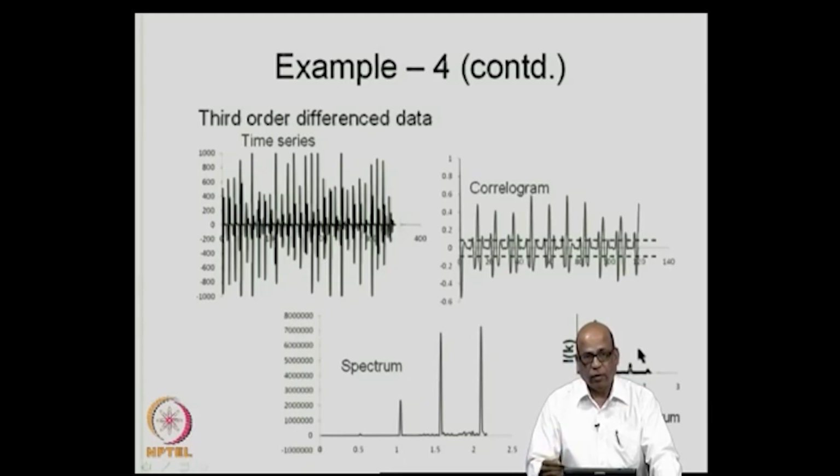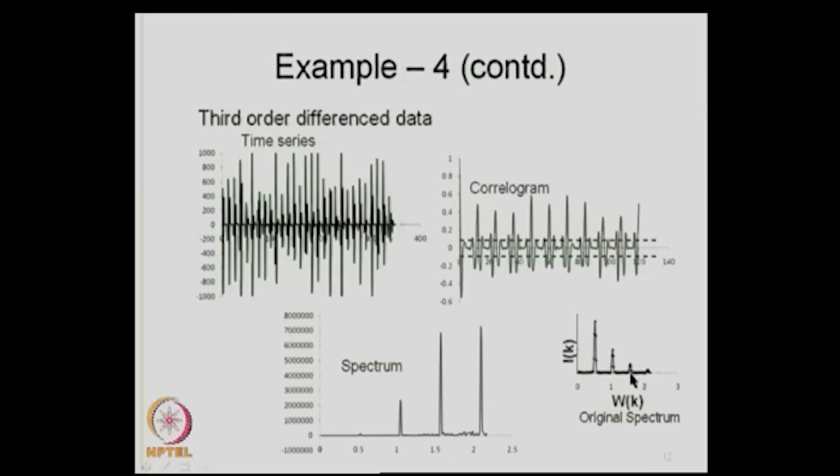Again, for comparison, this is the original spectrum here, and this is your new spectrum. In the original spectrum, you had a spike corresponding to 0.53 or something, indicating a periodicity of 12 months, but that is absent here, whereas the spike corresponding to 1.2 or around that is still present, and these two have come up now. Corresponding to 2.2, the spike has become more prominent in the third order difference data.